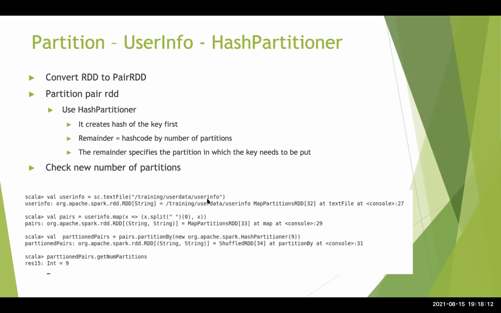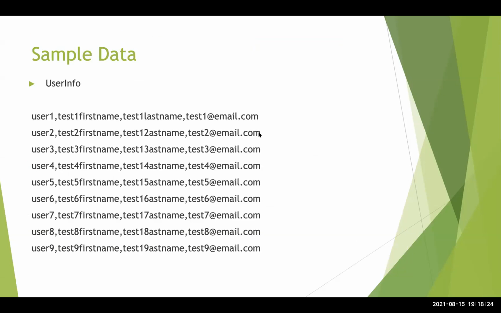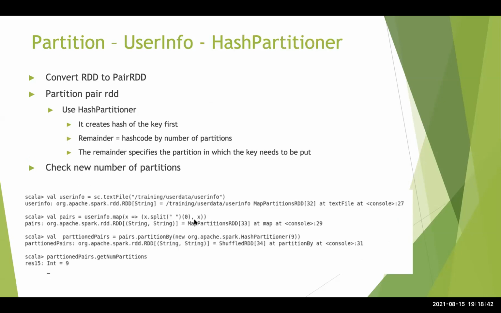So I read this user info table, and I split this info. It should be a comma here, not blank. So I split this and take the first element. What happens here is, I have this complete user info record. I make user1 the key, and the value is the complete record itself. For the second record, user2 is the key, and the value is the complete record itself. That's what I end up doing here in my HashPartitioner. So user1 becomes the key, and the complete record is the value.